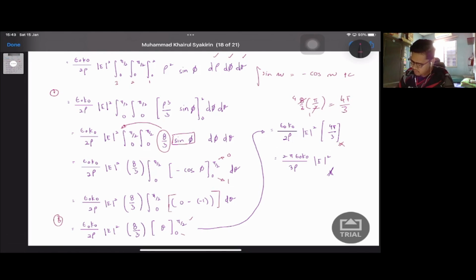But that's not the end. We need to bring the 4 pi over 3 to the first term and multiply with 1 over 2 rho. From here we get 2, 1 and 4 is 2. We get 2 pi epsilon naught K naught over 3 rho multiplied by E squared.